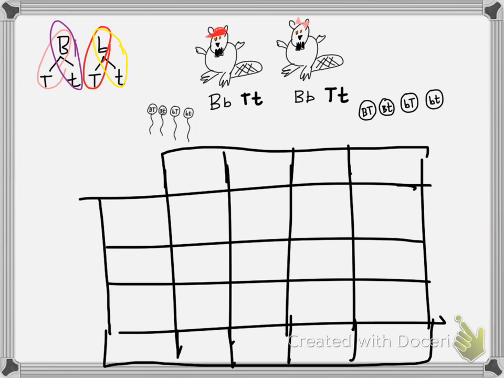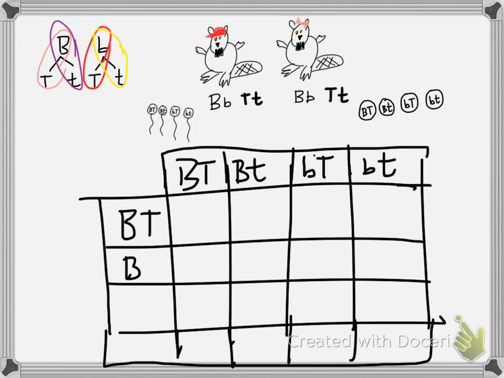So we're going to put maternal contribution across the top. I have big B big T, big B little t, big T little b, little b little t. And those are just the egg combinations that we know exist for Becky Beaver. Down the side, looking at the paternal contribution, we have big B big T, big B little t, little b big T, little b little t.